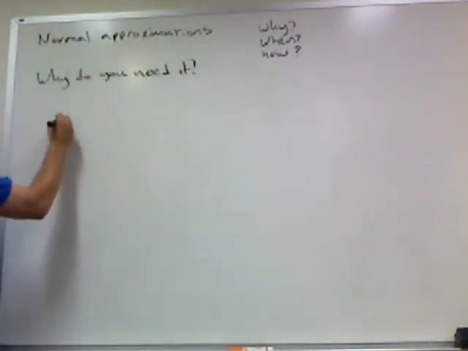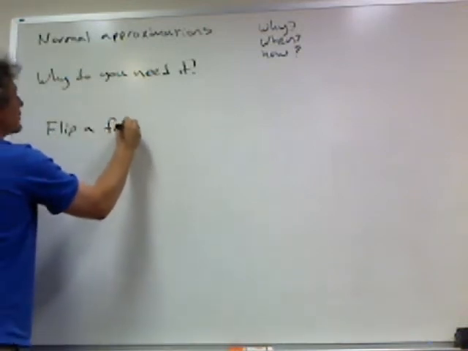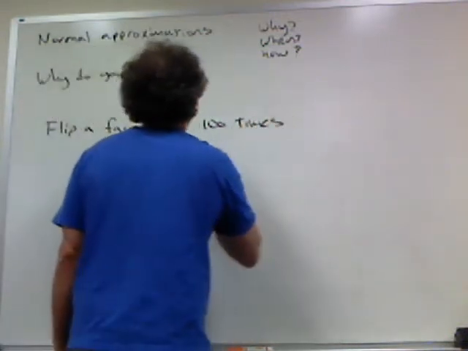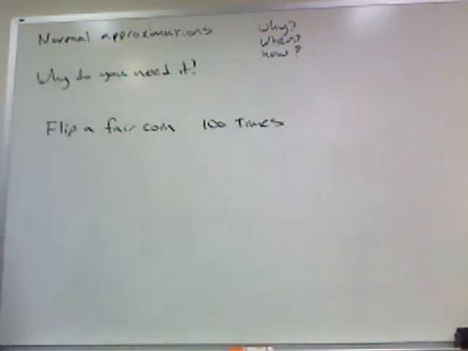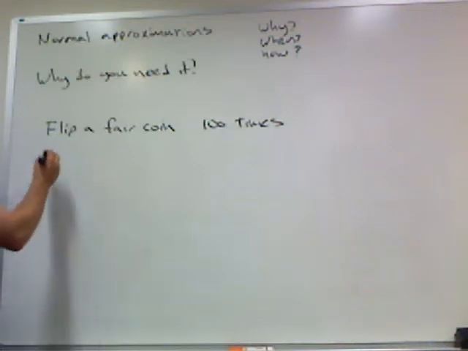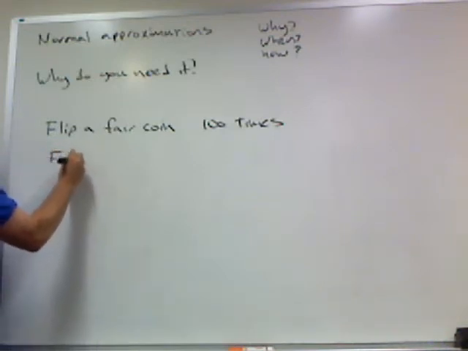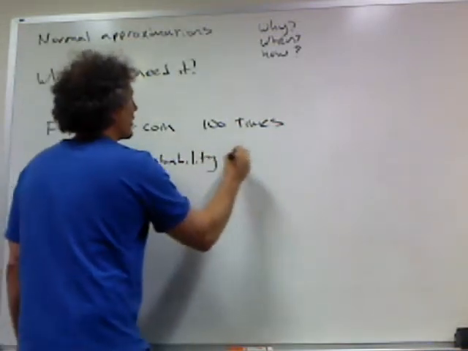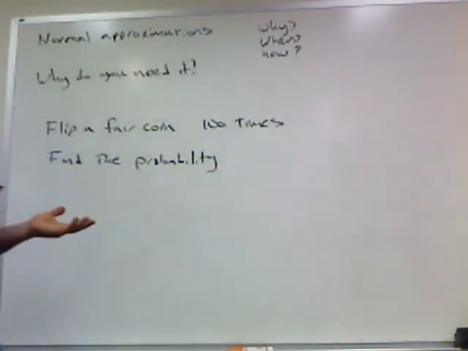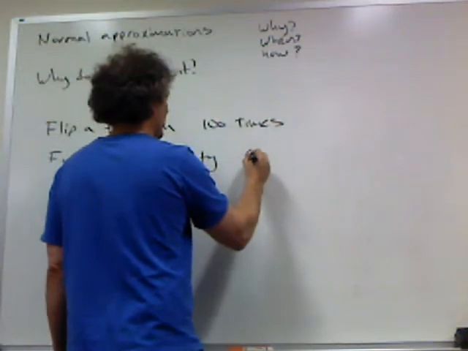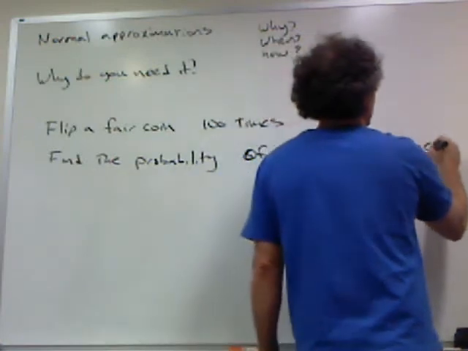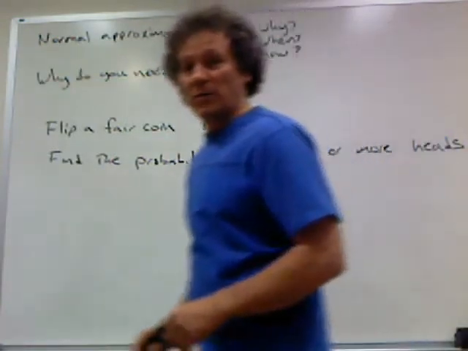So if you flip a fair coin, let's say 100 times, you'd probably expect somewhere around 50 of those flips to be heads. So let's try to find the probability that you got significantly more than 50. Let's say 60 or more. So what's the probability of getting 60 or more heads?